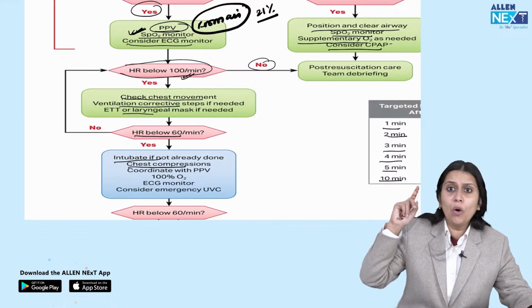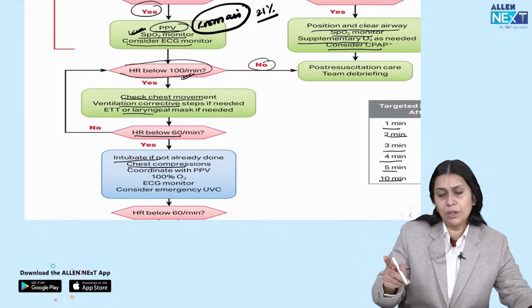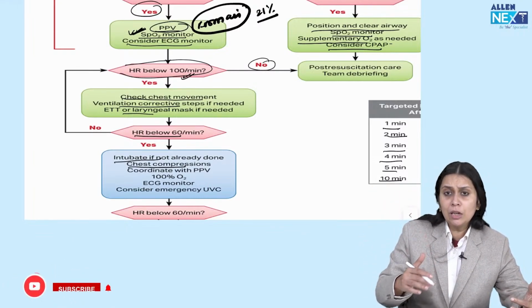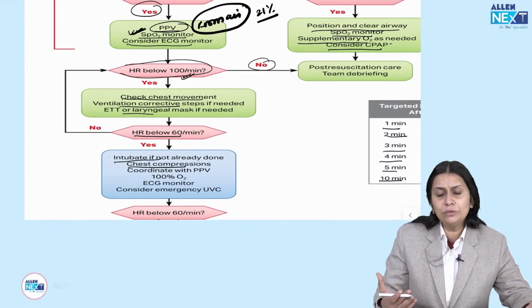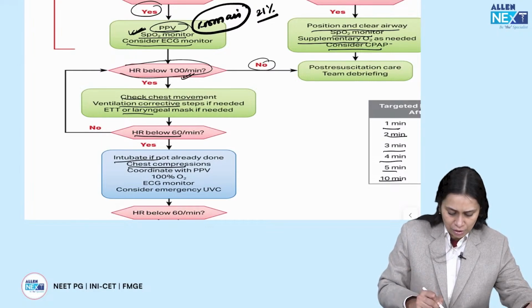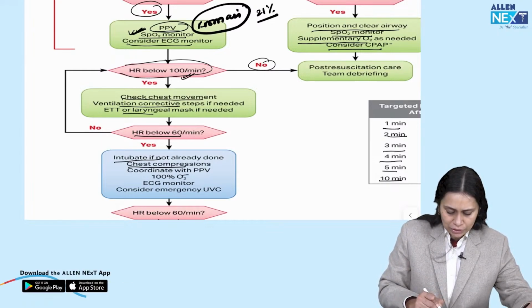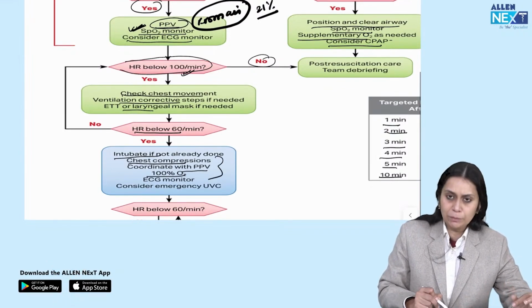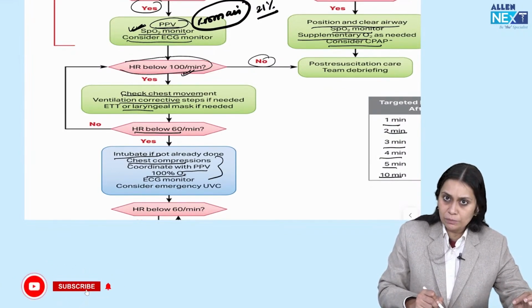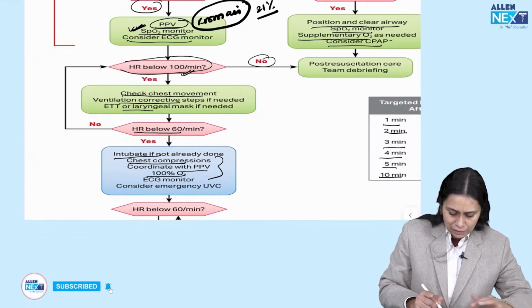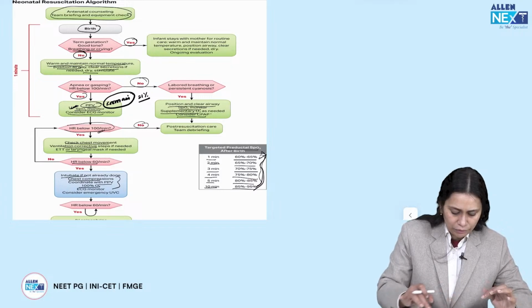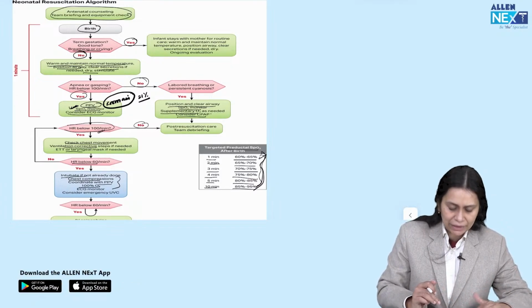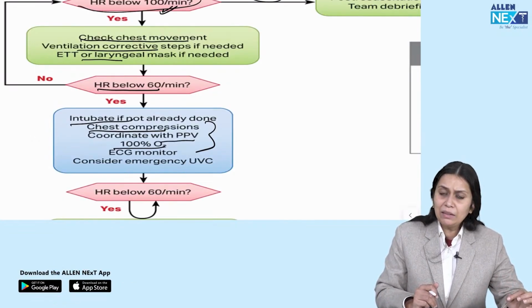In adults, we always start with chest compression in cardiac arrest. Here we go for ventilation first, and if the ventilation does not improve the child, then we go for chest compression. We coordinate the positive pressure ventilation with 100% oxygen. Now we give 100% oxygen if the child has not improved.